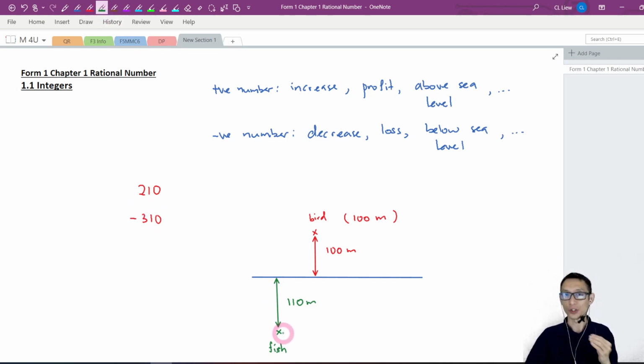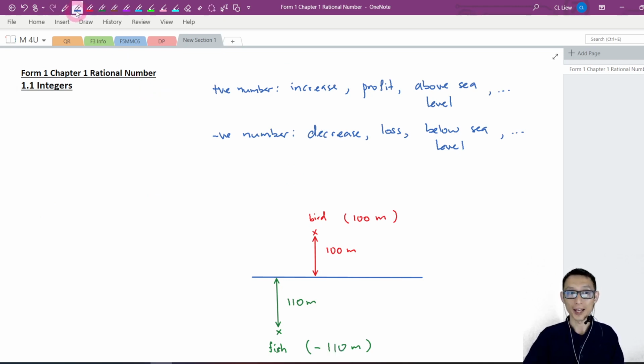Now, how do we use a number to represent the position of the fish? Since it swims below sea level, 110 meter, I'm going to use a negative number: negative 110 meter. Just now I told you that an integer is a whole number, but it can be positive, negative, or zero as well. Be careful of this zero. Zero is an integer, remember.